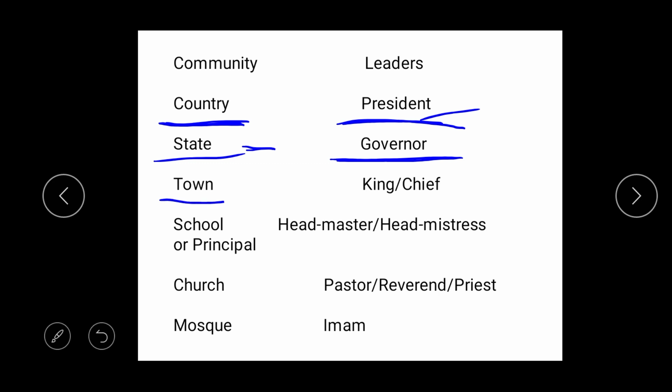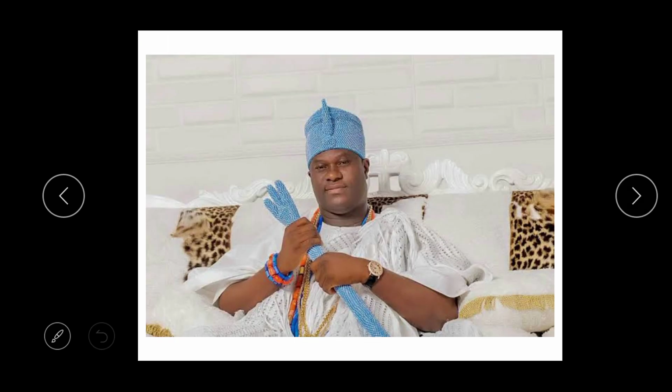So now we have town. You can have a town like Abeokuta town. You can have Owode. You can have so many towns, and those towns are being headed, or the leaders are called chief or kings. They are called chief or kings. So, for example, this is an example of a chief. This is the Oni of Ife. This is an example of a king.